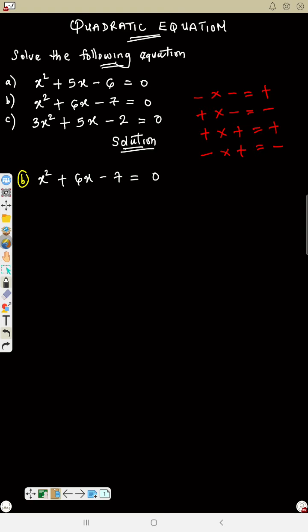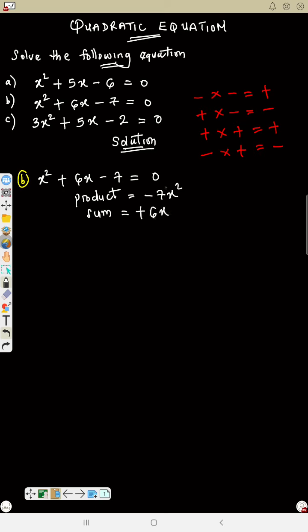Now the first thing is that I'll find my product and I'll find my sum. Now what is the product? You multiply the first term by the last term. Take note of the minus. That will be 1s squared times minus 7, that is minus 7s squared. The middle number is the sum, so that is plus 6s.